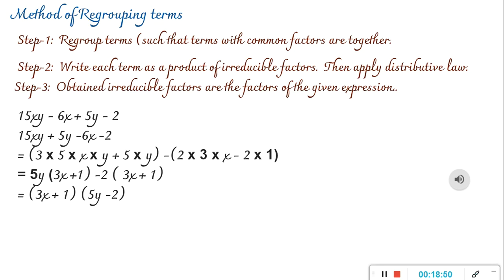So 5y minus 2 left out. So 3x plus 1 into 5y minus 2. This is the factor form of the given algebraic expression. Clear? So let's try another example.